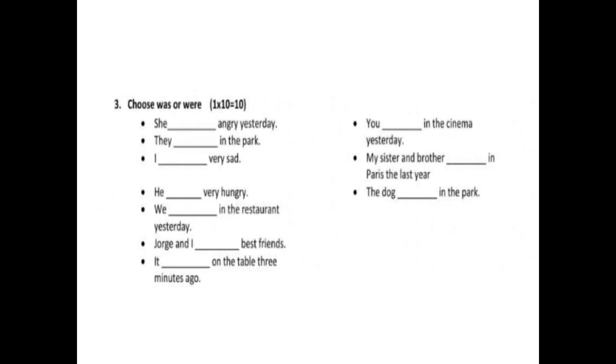The other one says choose was or were. When do we use was? When do we use were? For example, was is used when we are talking about just one person, a singular subject. Were is used when we are discussing two or more people.